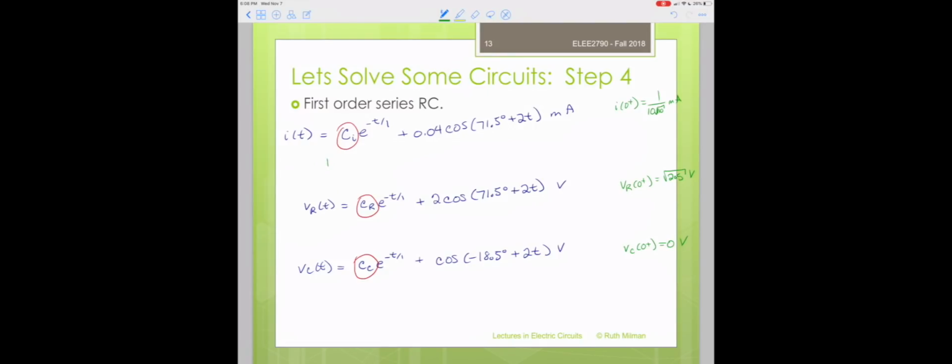I0 is equal to 1 over 10 root 10. That's equal to, and we're evaluating this at time t equals 0. At time t equals 0, e to the minus 0 over 1 is just equal to e to the 0. E to the 0 is equal to 1. So I can simply write down that value on its own. Then I write 0.04 times the cosine of 71.5 degrees, and of course t is 0, so I don't have to worry about any other part.